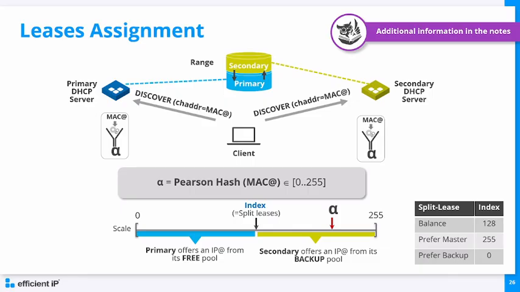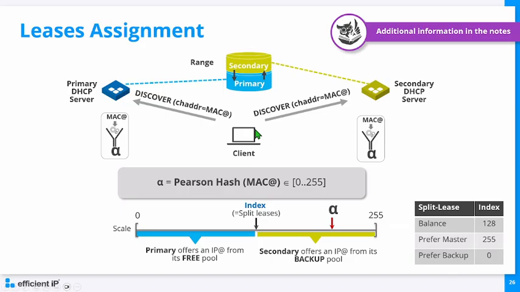For them to determine which one will offer, when the primary and the secondary DHCP server receive a discovery packet from the client, you can see the client sends a discover message. This discover message is a broadcast message. If you're familiar with DHCP, you know that a discover packet is normally a broadcast packet.